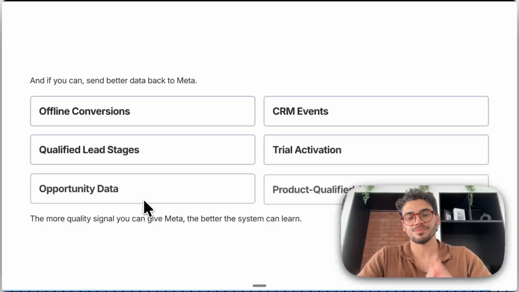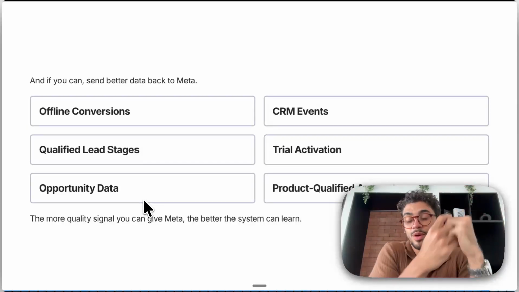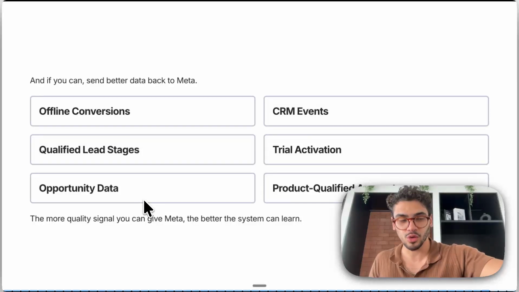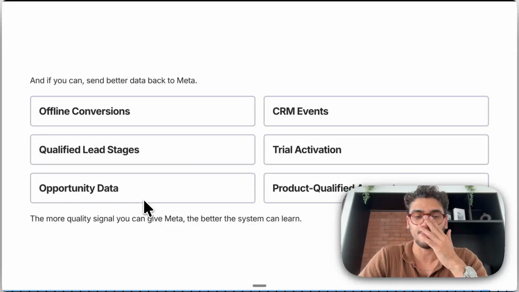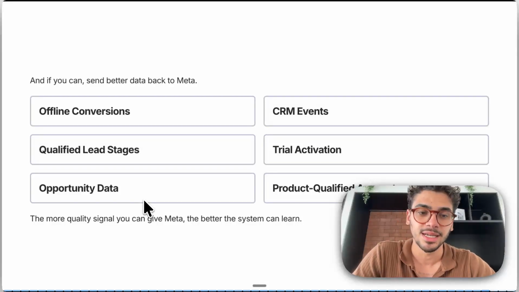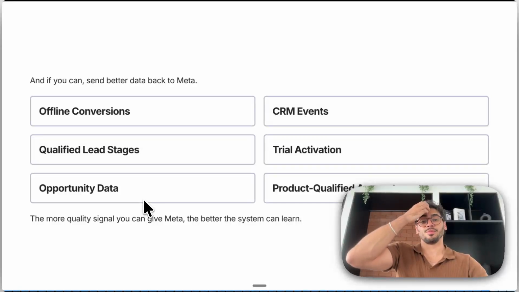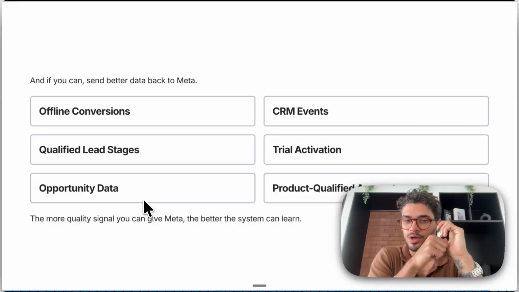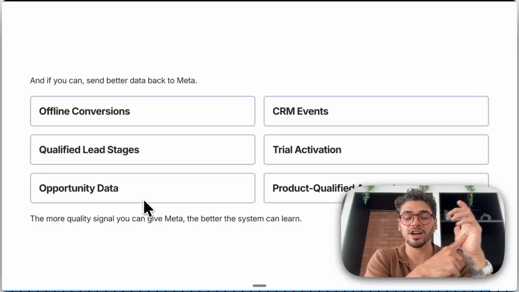So again, when you give the information to Meta, you want to give the information that you want more leads, right? But you won't say every lead is the same, right? You're gonna give the information to Meta that actually is important, right? So how do you do that? You can do it through offline conversions. It's a little bit more difficult to do, but if it's your only way to do it, you need to do it. You can do it through CRM events.